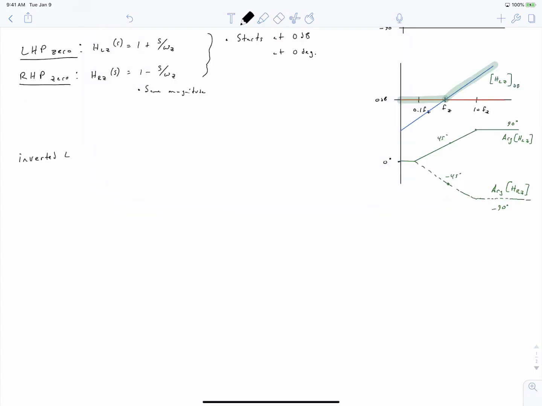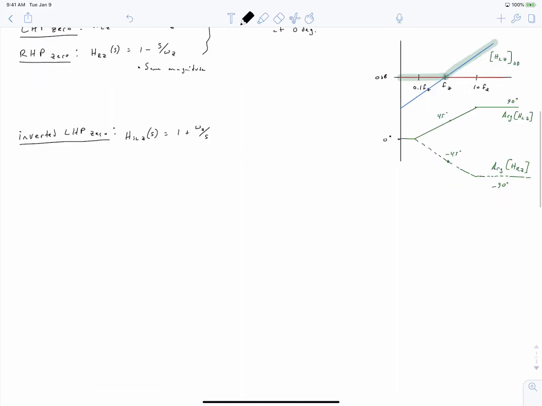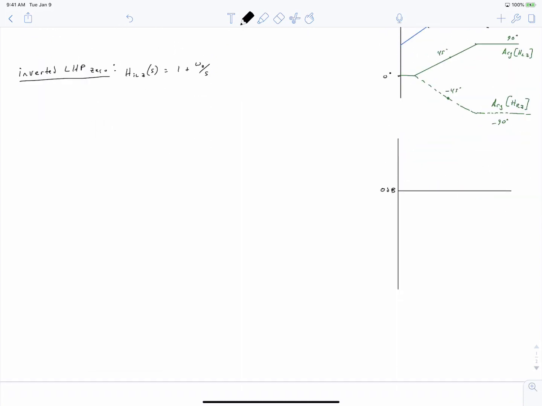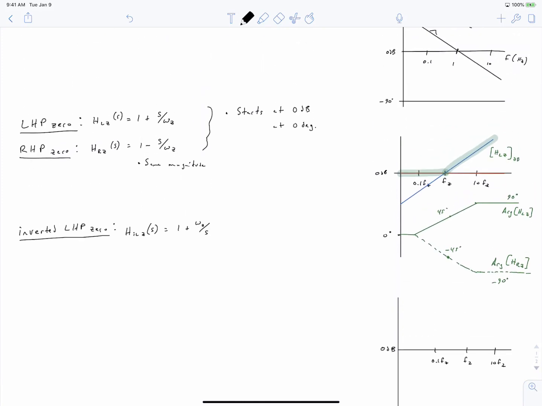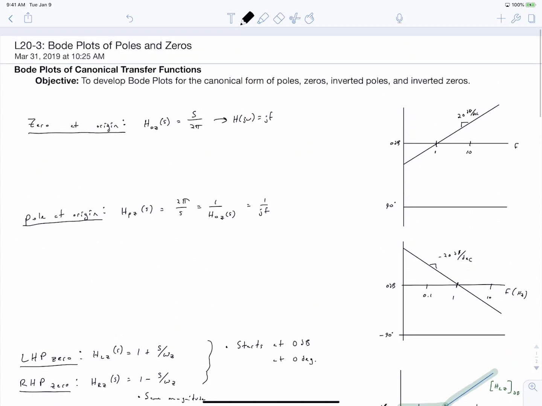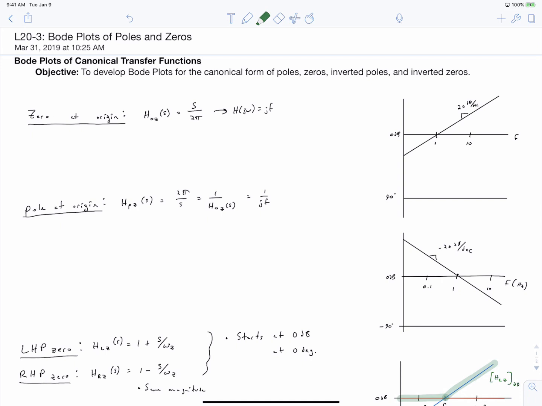Let's now talk about the inverted left half plane 0 and the inverted right half plane 0. And so while the left half plane 0 looked like the summation of 1 and a 0 at the origin, the inverted left half plane 0 looks like the summation of 1 and a pole at the origin. So remember what a pole at the origin looks like. We had this Bode plot here for a pole at the origin. So we start off decreasing at negative 20 decibels per decade, and we start off with a phase of negative 90 degrees.